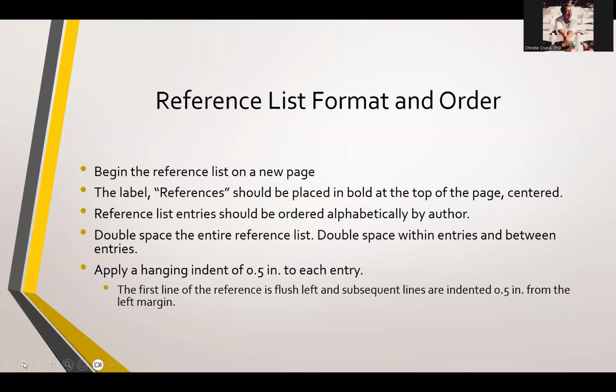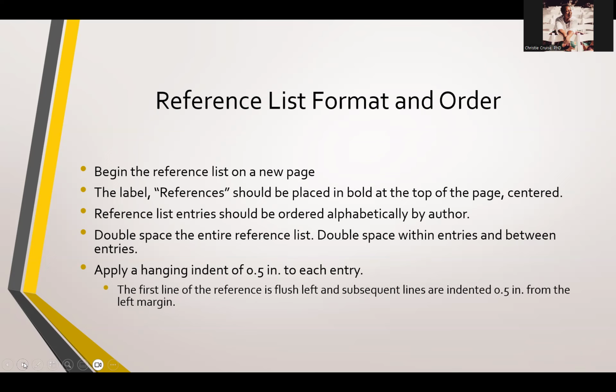So let's discuss the reference list format and the order. The reference list is at the end of your paper. It begins on a new page. At the top of that page should have the word References. It should be centered in the middle of the page, and it should be in bold type. Reference list entries should be ordered alphabetically by author. You're going to double space the entire reference list. You're going to double space within the entries and between the entries.